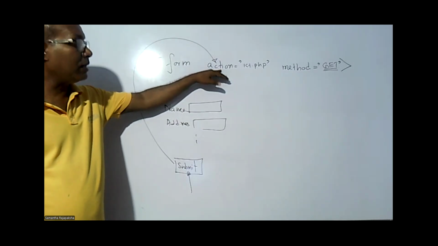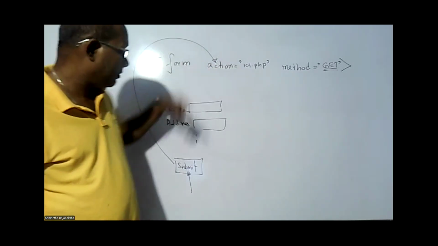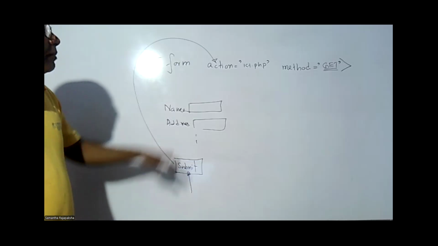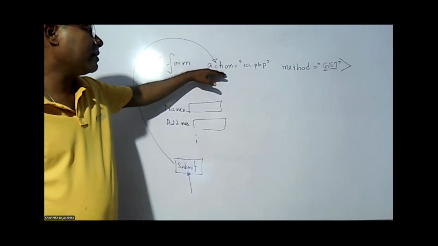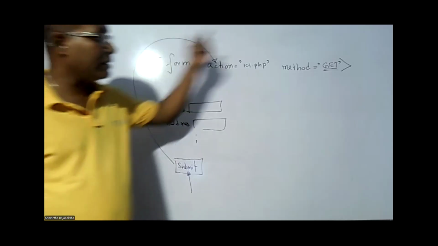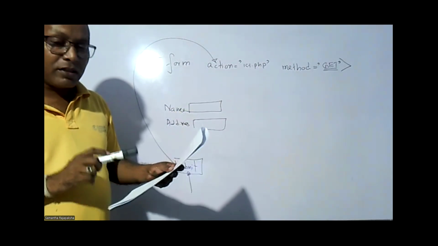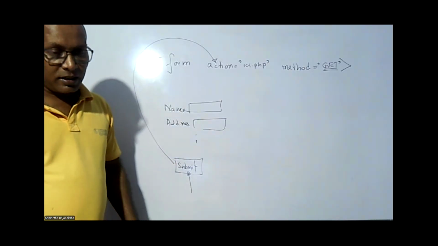Okay, this action is defined. That is the one which will be executed when you click the submit button. Keep in mind, this action is the one which is there in the form. And the method, remember, can be as given here. The method can be get method or post method.